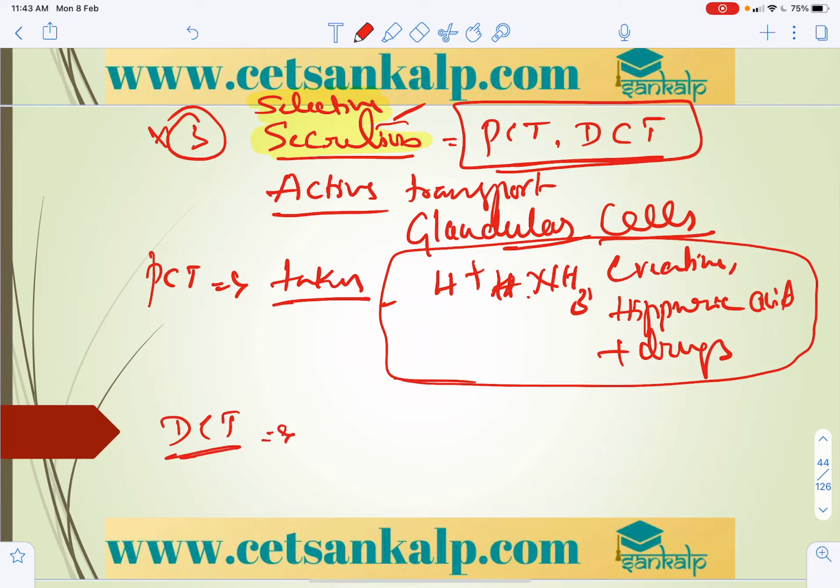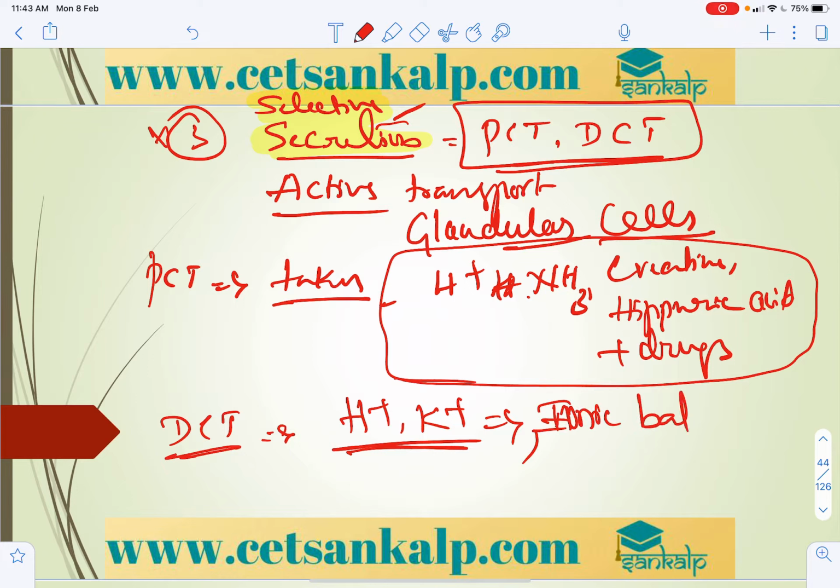Next, the DCT. In the DCT, what is exactly the secretion? Here you can say H plus and K plus. This helps in maintenance of ionic balance, that is H plus and K plus ions. And here acid base balance also we can say, and along with that the ammonium ion will be eliminated here, a little amount of ammonia.